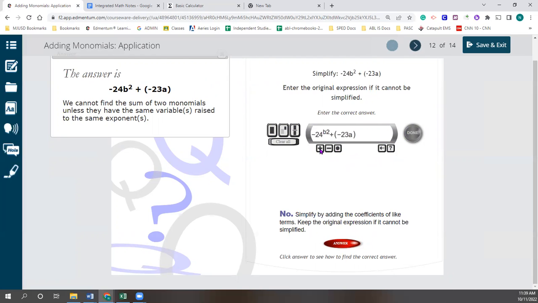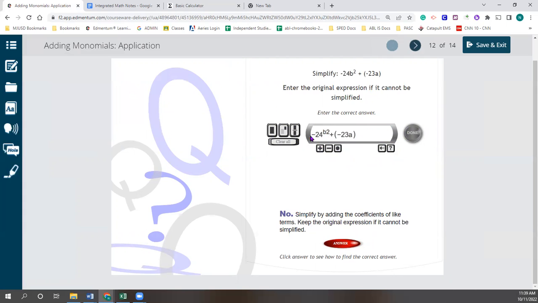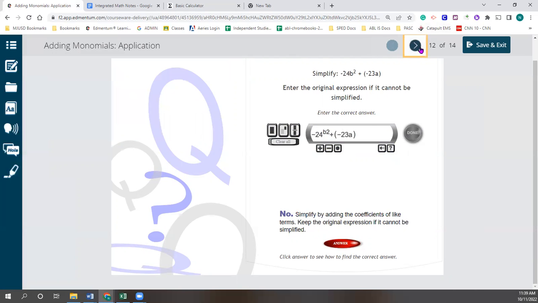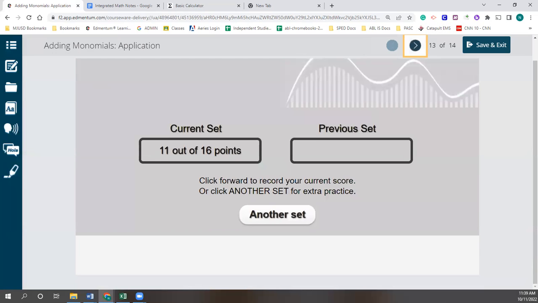Notice I wrote that out because, oh, hold on. So it's saying no, and it's not letting me change it. So the b needs to be down here, not up there. That's where I messed up. Okay. All right. I got 11 out of 16.